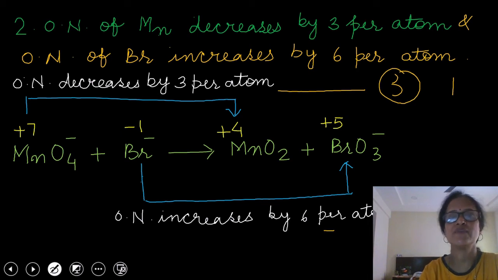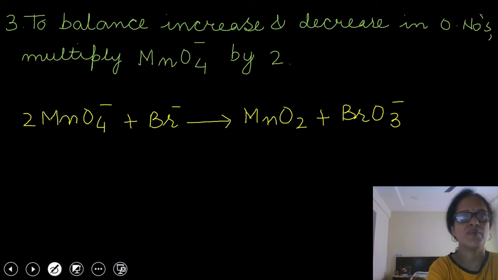So now in the next step we have to make increase in oxidation number equal to decrease in oxidation number by multiplying MnO4 minus by 2 and Br minus by 1. So we have to make this increase and decrease equal by multiplying Br minus by the term 1 and MnO4 minus by the term 2, which has been shown in the next slide. You can see here MnO4 minus we have multiplied by 2 and Br minus by 1.